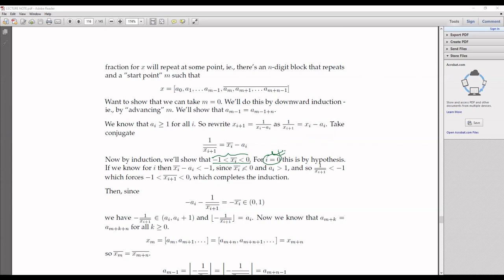Okay. Now, since the conjugate x_i bar is less than 0, but a_i is greater than 1, definitely, if you multiply this inequality by minus 1, you get minus a_i is less than minus 1. And we already have x_i bar is less than 0. So just add these two, and you will get this inequality. And we already know that this is just the reciprocal of x_(i+1) bar. So finally, this would lead to this inequality.